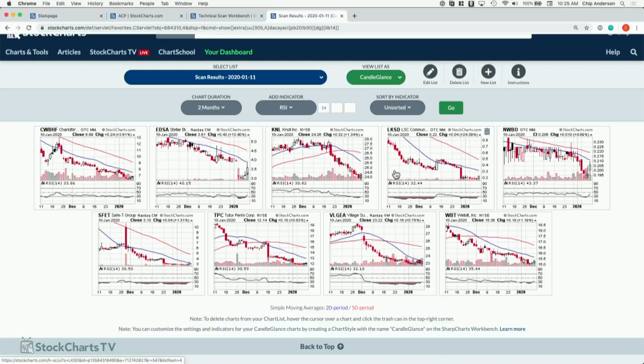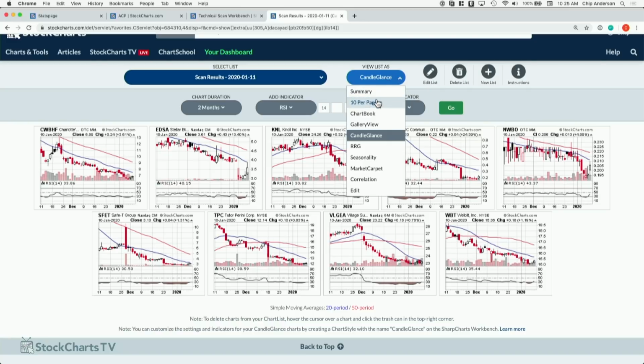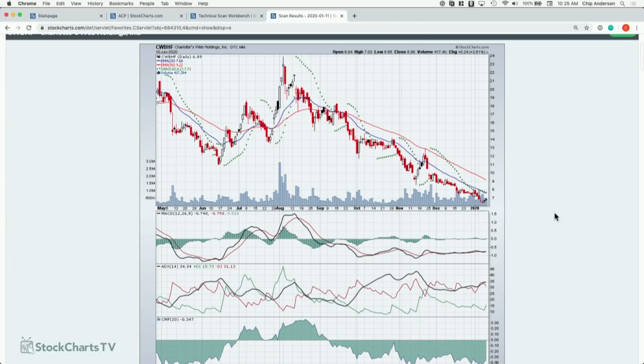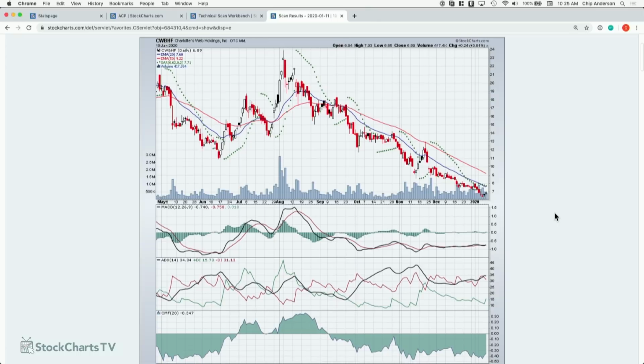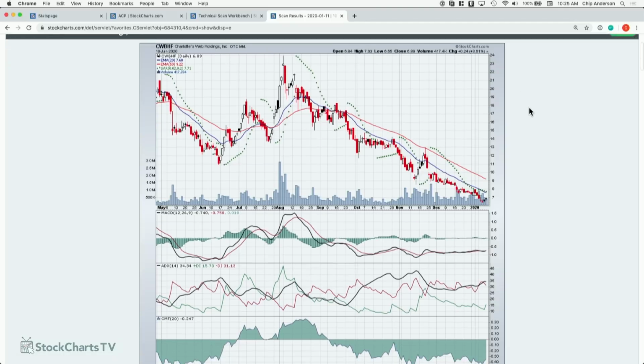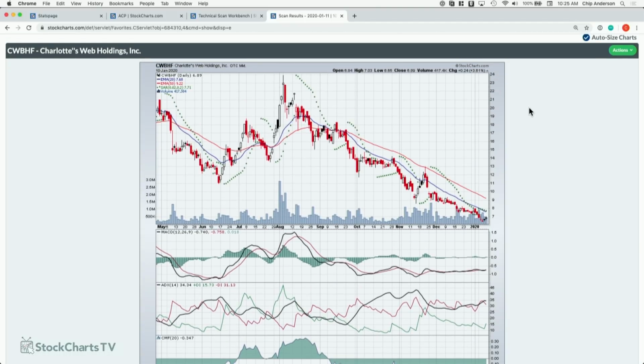All right, so now I can look at this in a couple of different ways. I'm now going to switch from candle glance view to what we call 10 per page view. And 10 per page view is where I get to see the full chart for each of these. And in addition, I can hover over the chart and a little trash can appears and I can make my decisions as to whether or not I want to keep this particular stock or get rid of this particular stock.